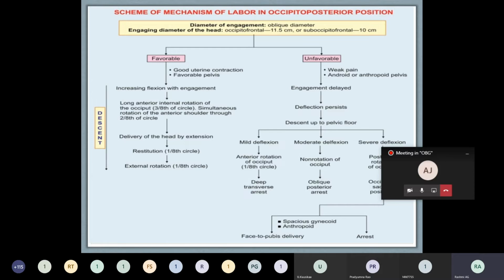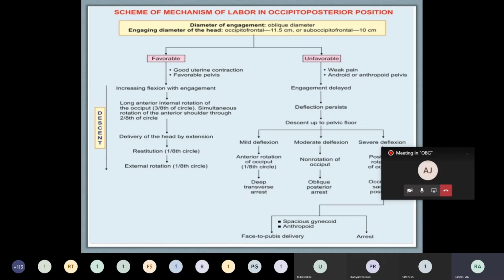In an anthropoid pelvis, usually the outcome is good, but in the subsequent slides I'll explain how exactly these things take place. Even in an unfavorable pelvis, the engagement is delayed. Even in a favorable pelvis, engagement is delayed. But the deflection persists, particularly in an anthropoid pelvis.